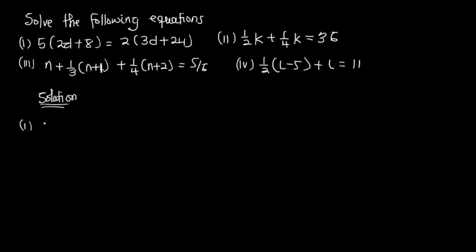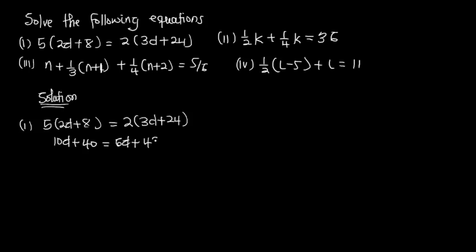So we have 5(2d + 8) = 2(3d + 24). The first thing we need to do is expand the brackets. We use 5 to multiply the content of the bracket on the left hand side. So 5 multiplied by 2d gives 10d, plus 5 multiplied by 8 gives 40, is equal to 2 multiplied by 3d gives 6d, plus 2 multiplied by 24 gives 48.